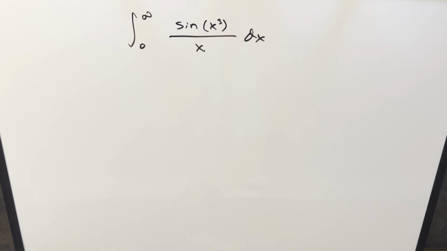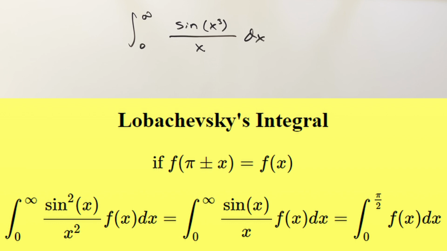Okay, we have here the integral from 0 to infinity of sine x cubed over x dx. Now for this one, you will notice this has a real similarity to Lobachevsky's integral formula. The only difference is we have x cubed. If this was just sine x over x, then the answer to this would be pi over 2.